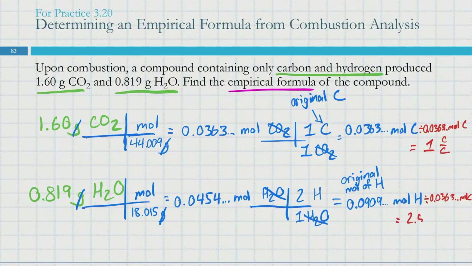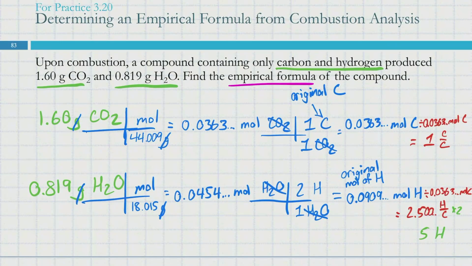We get a 2.5 and a very small amount of change. Hydrogens for every carbon. Can we have 2.5 hydrogens? We cannot have 2.5 hydrogens. So we need to do what? Multiply by 2. So we get 5 hydrogens. So CH5. Does that seem right?